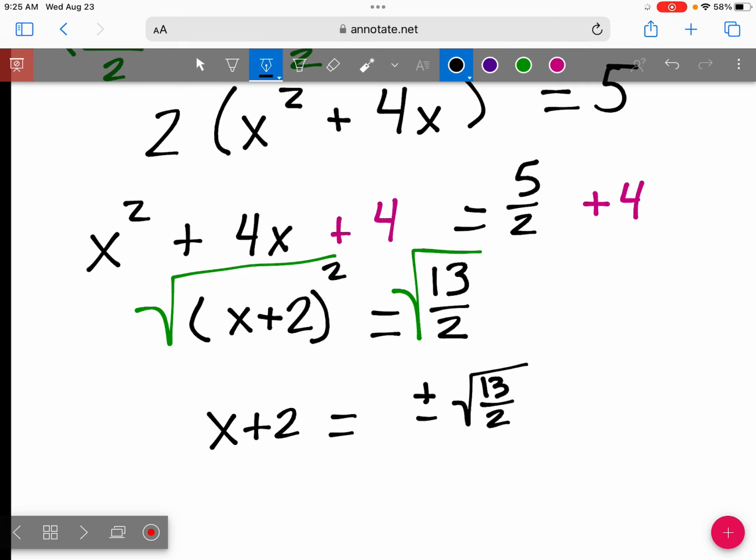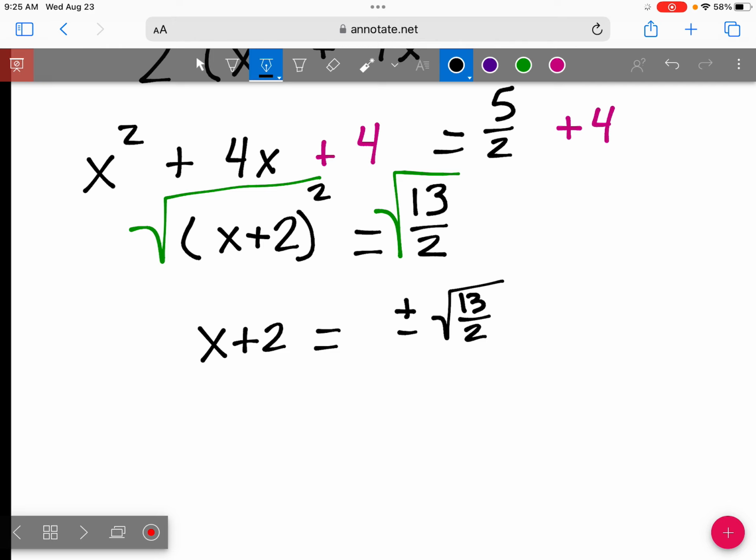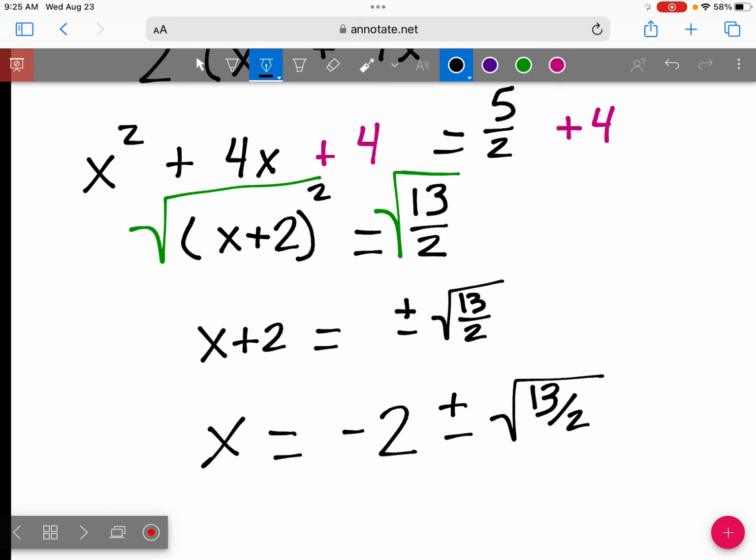We need to get x by itself. What do I do with it? Subtract it. x equals negative 2 plus or minus the square root of 13 halves. I am 100% okay with that being your answer.